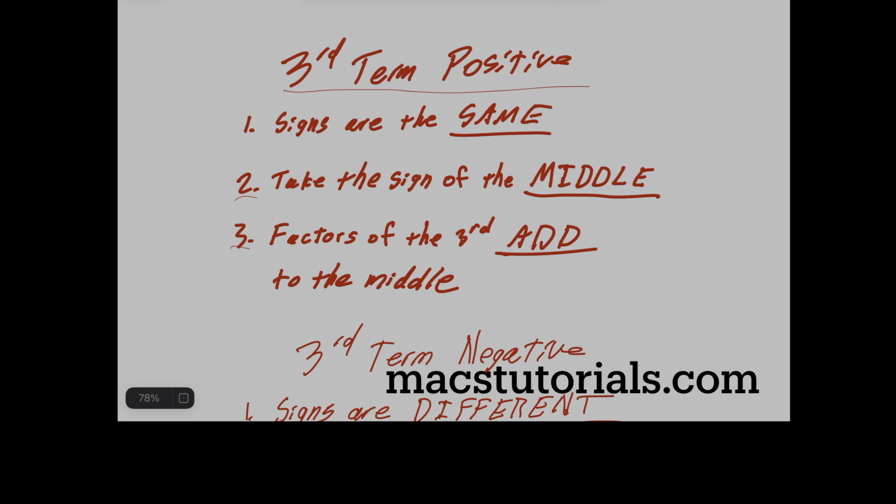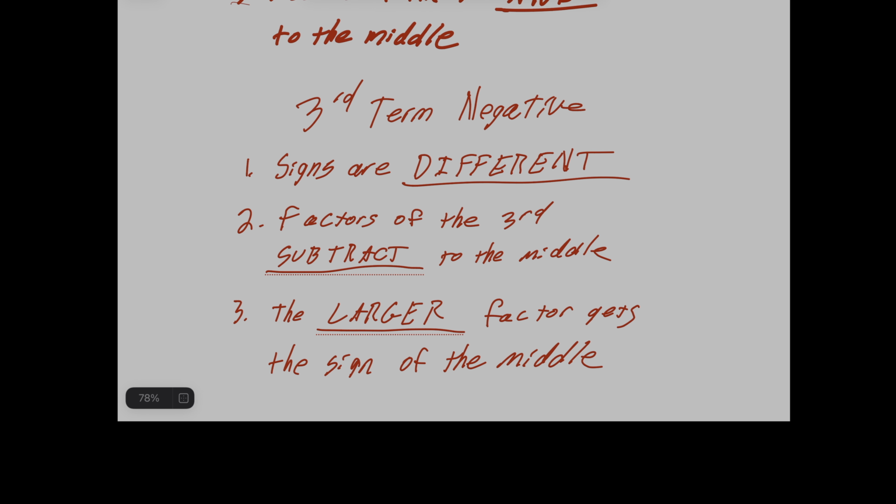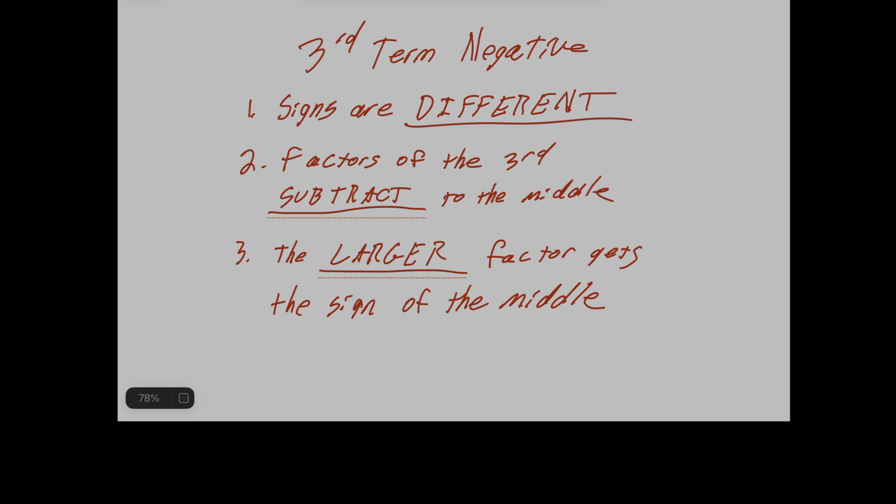And we learned in the last one that if the third term is positive, your signs are going to be the same. They're either going to be plus, plus, or minus, minus. You're going to take the sign of the middle number, and then when you find the factors of the third, they're going to add to the middle. Well, now we're going to do things a little bit different. If the third term is negative, the signs will be different. Just like they were the same if the third term is positive, as soon as I see that third term negative, I know my signs are going to be different.